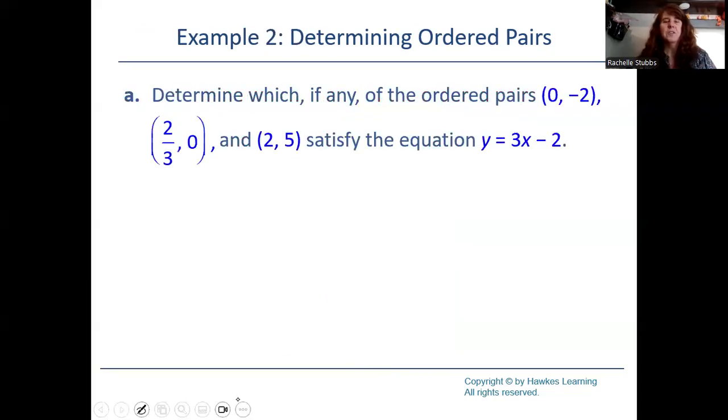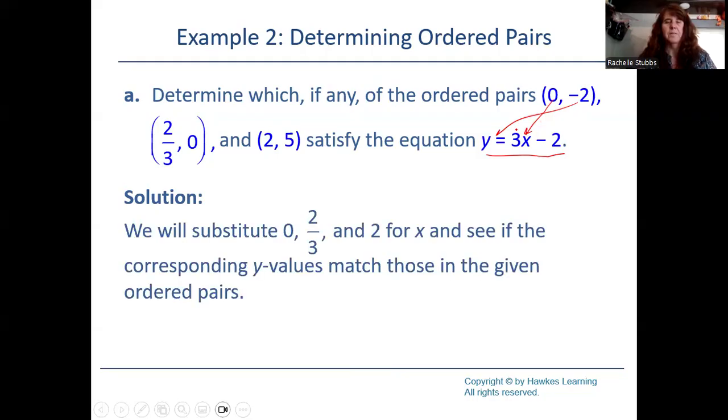So we're going to determine which of any of the ordered pairs satisfy the equation. When I say satisfy, I mean makes it true. So what you do, here's our equation, and we're going to substitute into our equation these values. 0 goes in for x, -2 goes in for y. If it's a true statement, then this is what we call a solution to this linear equation.